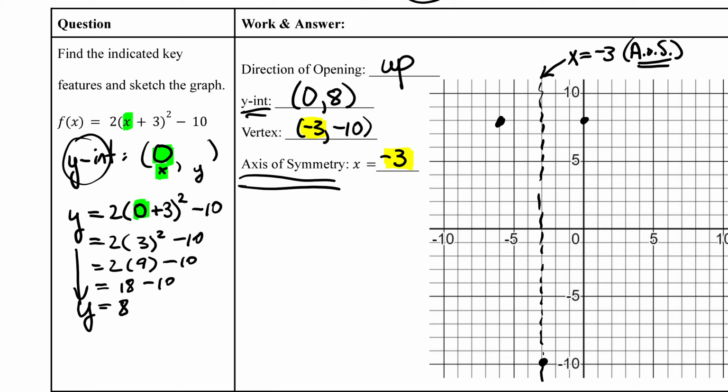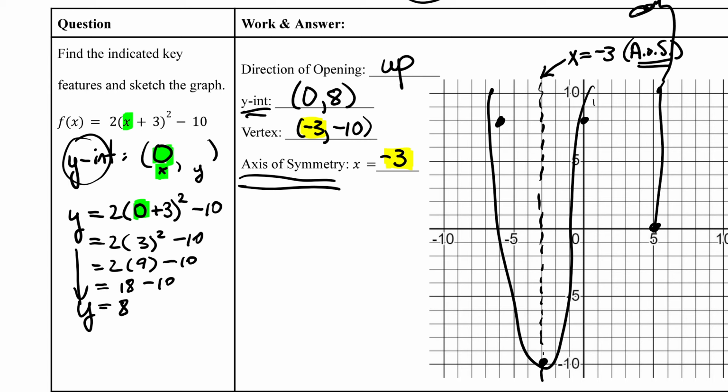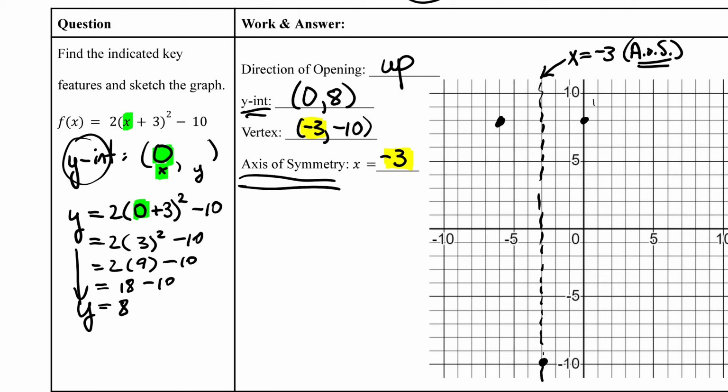If we wanted an additional point, we can get other points by plugging values in as well. You don't want to choose an x point way out here, because we know generally it's going to look something like this, so a point out here would be so high up it won't appear on the graph. So we're going to choose a value that's a little bit closer, maybe negative 1. Let's see what happens at negative 1.